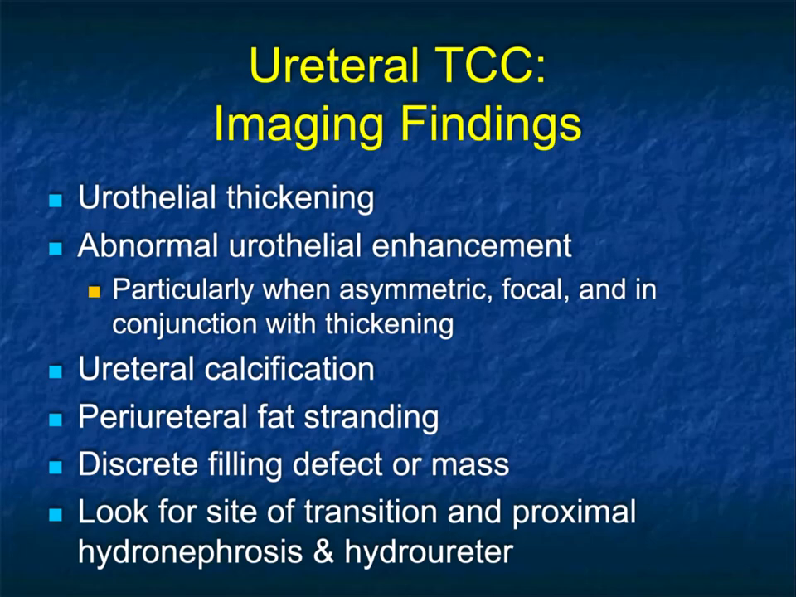What can we see with ureteral TCC? Ureteral thickening is the most common. You could see abnormal enhancement, particularly when the enhancement is asymmetric, focal or in conjunction with thickening. Remember, you also can see urothelial enhancement in patients with infection. You can see ureteral calcifications, stranding, and you can see focal filling defect or mass. Usually there's obstruction present. But an important thing to look for is transition between normal ureter and where the lesion is. You need to be very careful about being able to look at that.